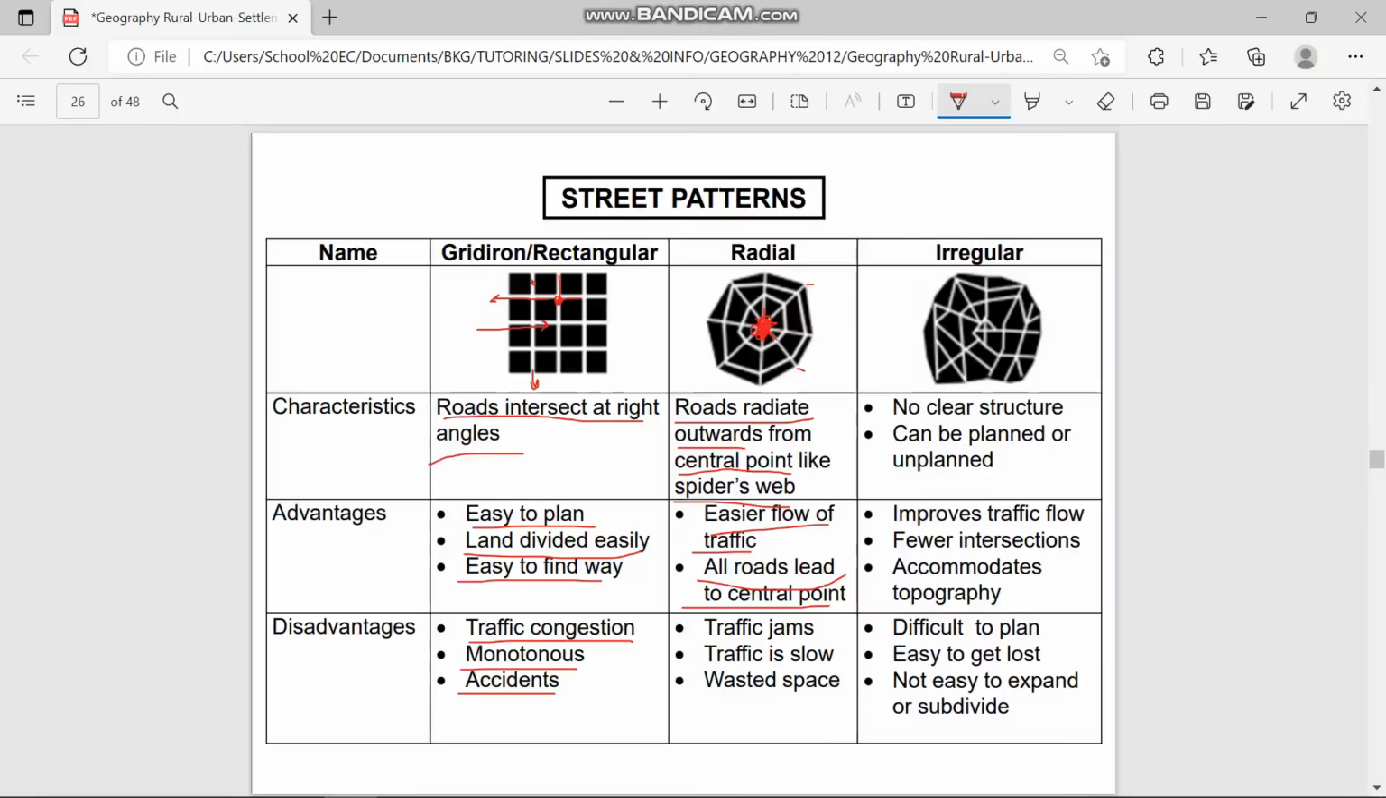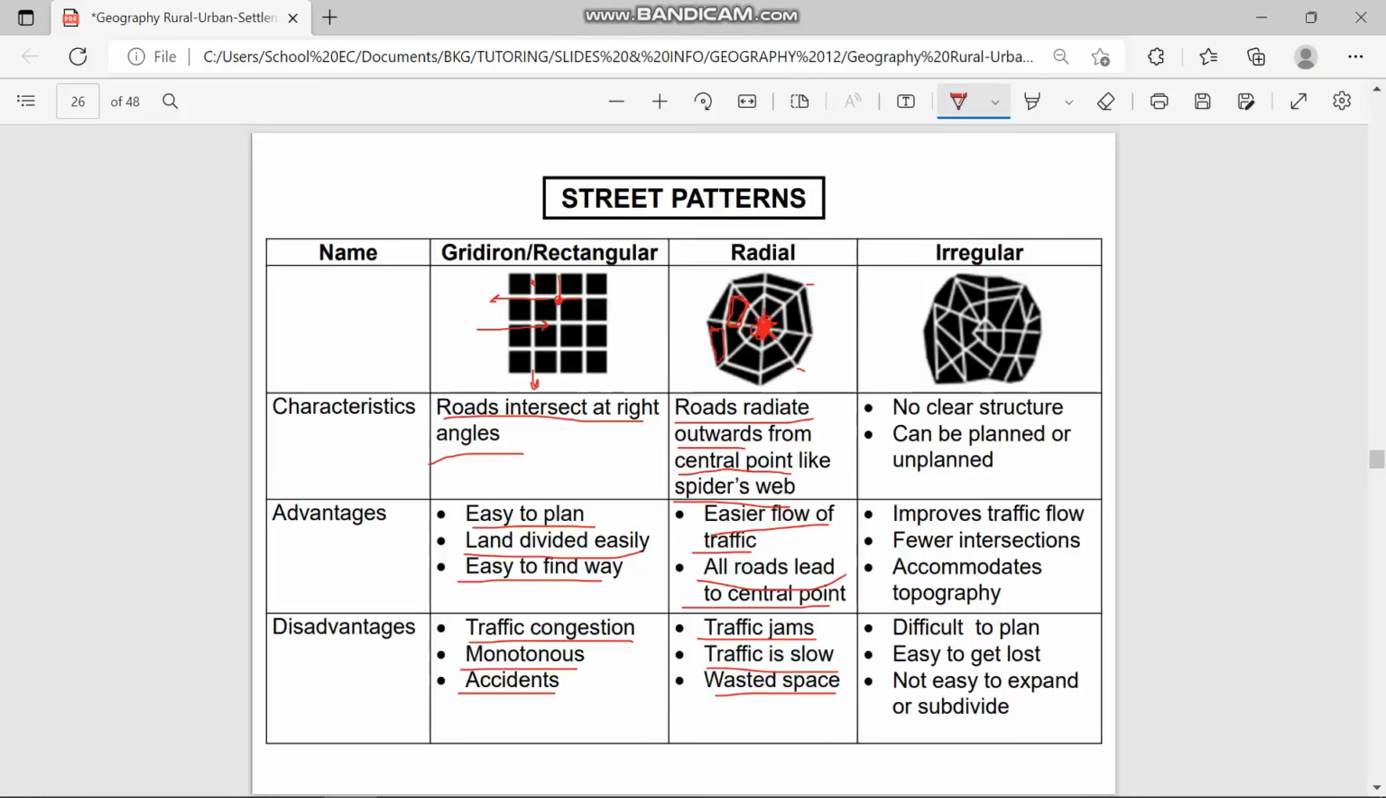Disadvantages: there's a traffic jam. Traffic is slow. As you know, if there is a traffic jam, the cars are moving slower, so the traffic is slow. Wasted space, there is wasted space. As you can see here, there is availability of large space that is wasted.